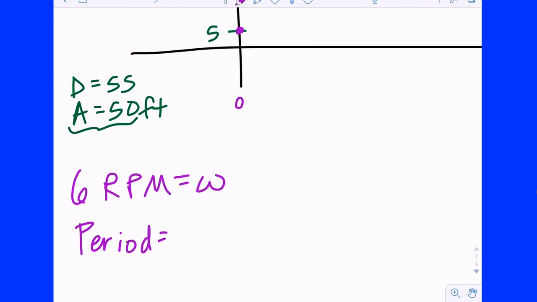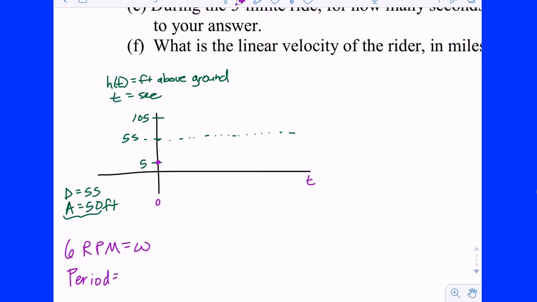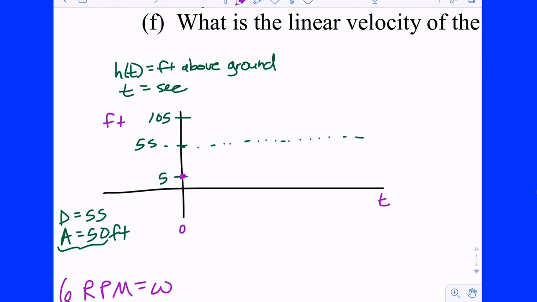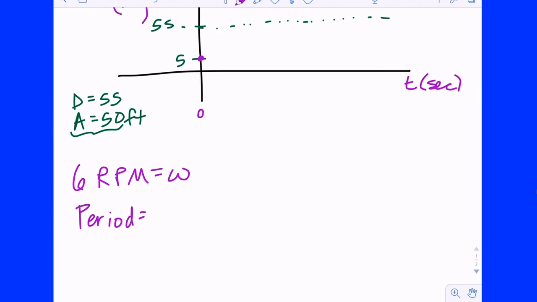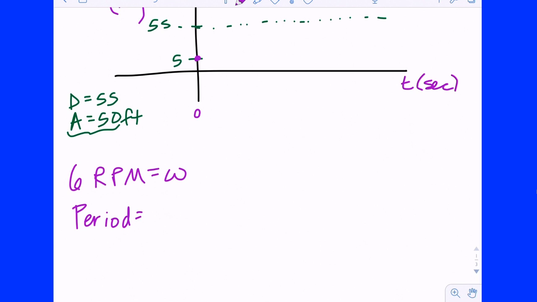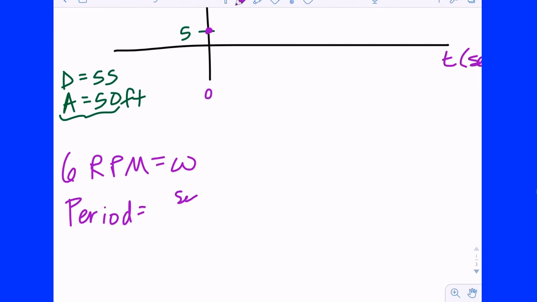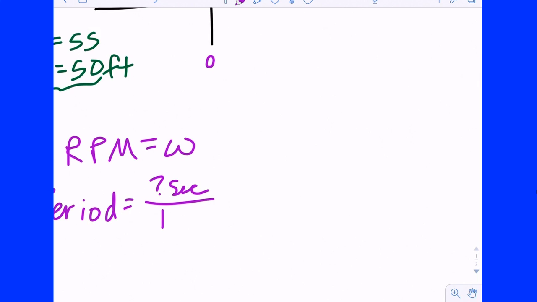The period is the length of one cycle, right? But notice we have feet measured on the y-axis and seconds measured on the x-axis. So when we say the length of one cycle, we're talking about whatever the x measurement is. And so we're talking about how many seconds it takes to make one cycle or one revolution. Cycle and revolution are the same, right? One cycle, one revolution. So I want to know how many seconds it takes to make one revolution.